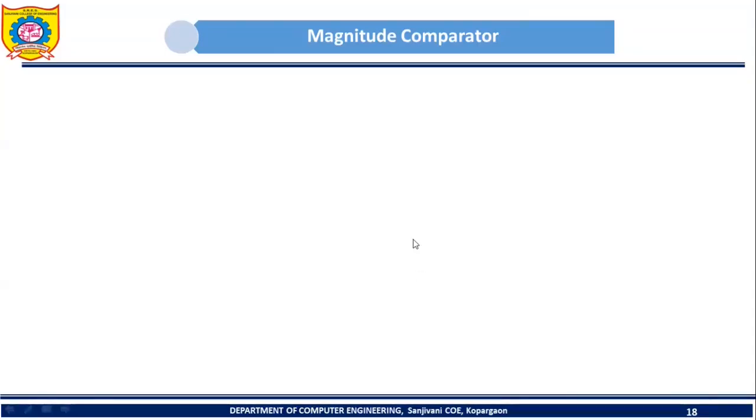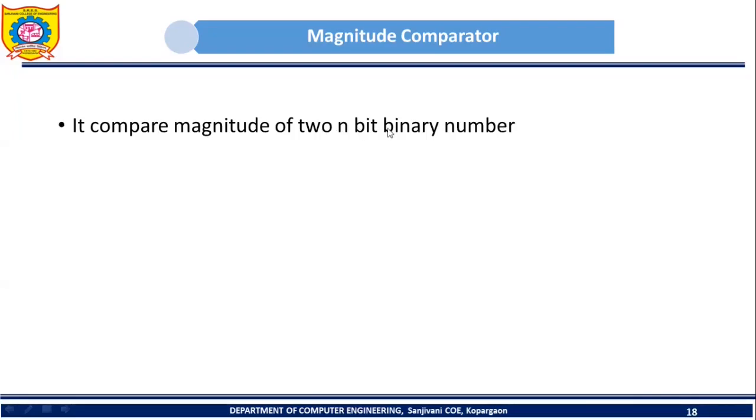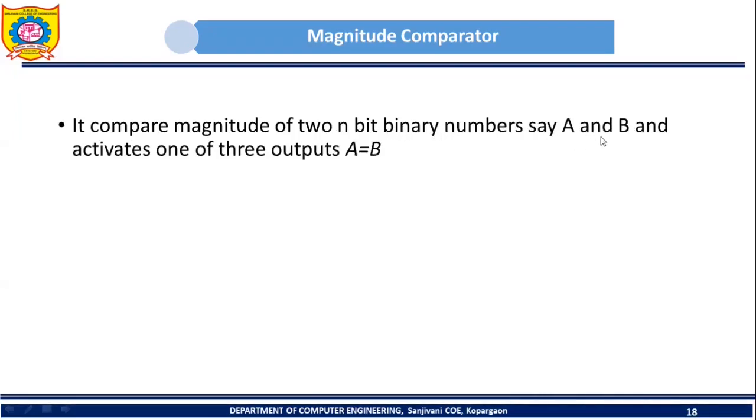Welcome everybody. Now we are going to discuss the next combinational circuit, that is the magnitude comparator. So what is the use of a magnitude comparator? The name itself indicates it is a combinational circuit that is used to compare the magnitude of two numbers. It will compare the magnitude of two n-bit binary numbers. So let's assume that those numbers are A and B.